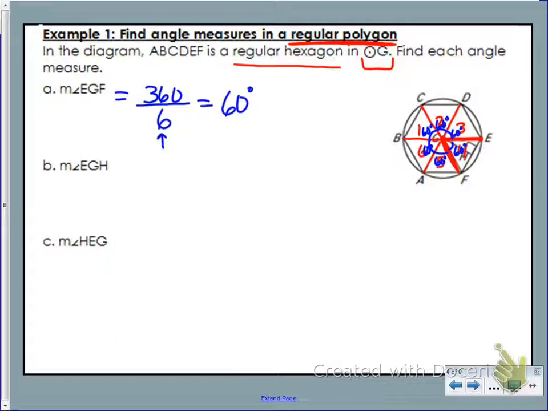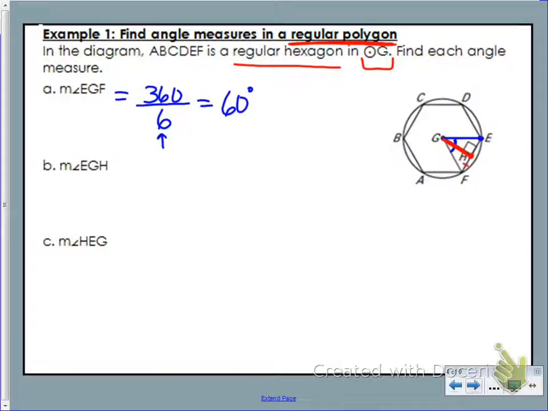The next we have is angle EGH. I'm going to go ahead and erase my picture just so that we can start fresh. So angle EGH. Here's angle EGH. Well, we just calculated this whole angle to be 60 degrees. If you recall, we called this segment GH the apothem. The apothem is the perpendicular distance from the center to the side. So in this case, the side is FE.